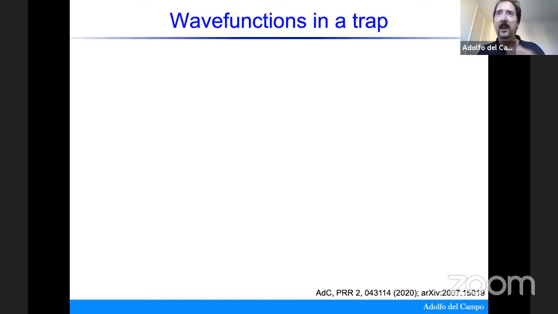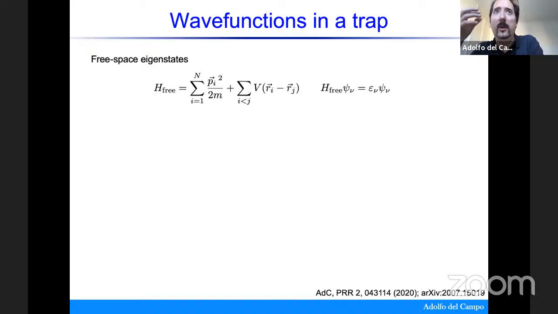So I'm going to focus on many-particle systems of essentially indistinguishable particles, all with equal mass. They will have some kinetic energy, and there are going to be pairwise interactions. It could be higher-body interactions, it doesn't matter. And I just start by considering free eigenstates, meaning in the absence of a trap. So these are particles scattering in real space. It could be 1, 2, 3 dimensions. And I will have some eigenstates and eigenvalues.